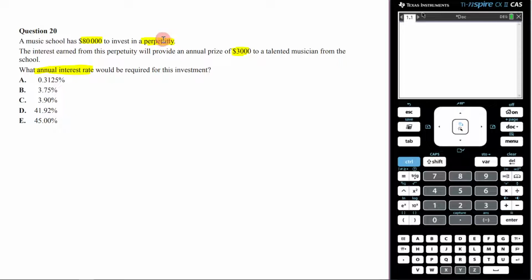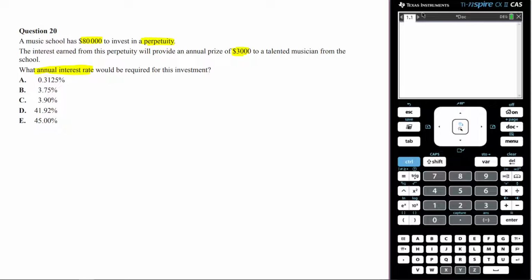So you need to have a robust understanding of what a perpetuity is. Remember, a perpetuity is when you're putting in like $80,000 in this case, and that's the principal amount, and you're actually never going to touch that principal. You're simply going to remove out of the account the interest that is earned on that principal amount. So the principal remains the same. It's the interest that you're taking out. So what we need to figure out is, all right, well, what is the annual interest rate going to be if every year you are taking out $3,000?